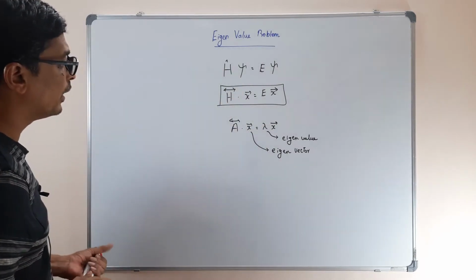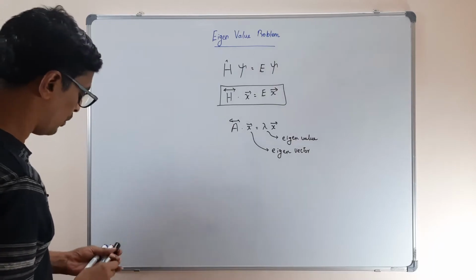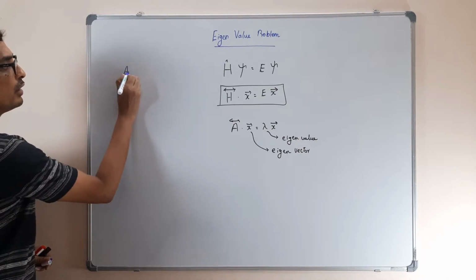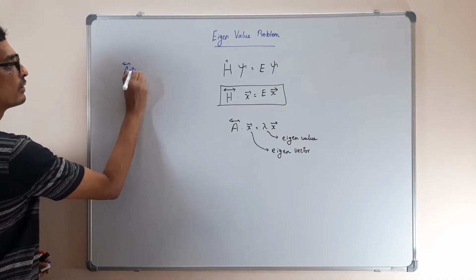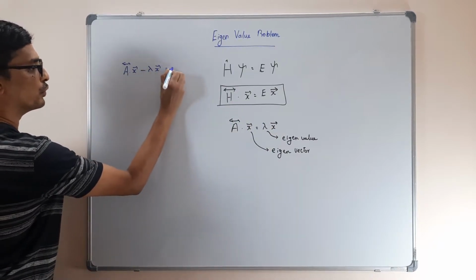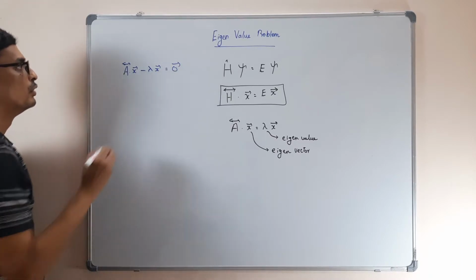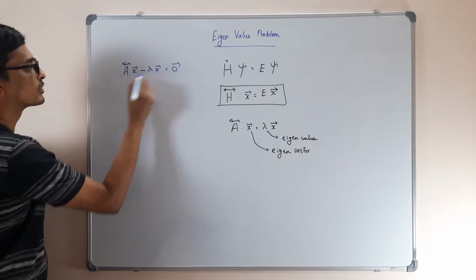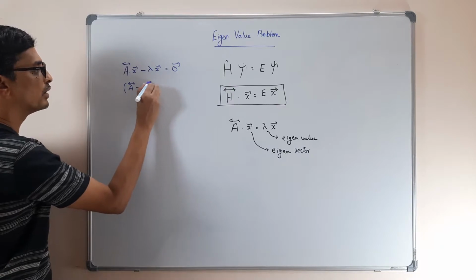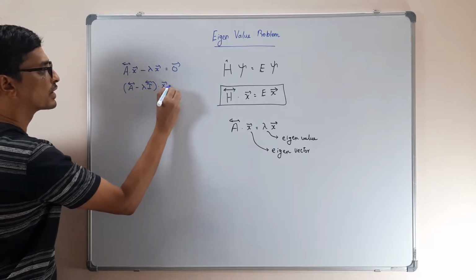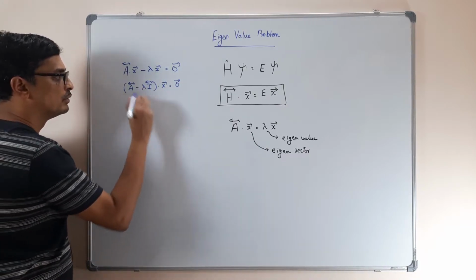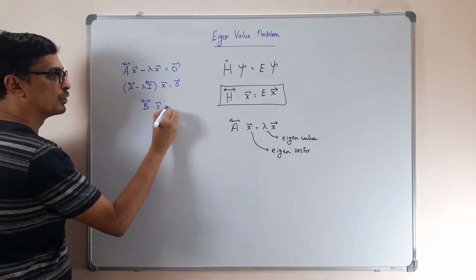If you see this equation, I can slightly rearrange it as A dot X minus lambda X is equal to 0, a zero vector. Then I can take X out commonly. What we get is (A matrix minus lambda times the identity matrix) dot X vector equal to the 0 vector. So this is something like a B matrix: B matrix dot X is equal to 0.